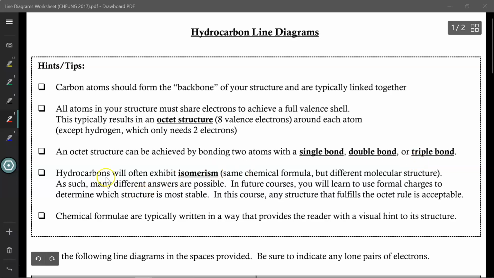Now, as you'll see in a little bit, hydrocarbons will often exhibit something called isomerism, meaning they have the same chemical formula but different molecular structures. As such, many different answers are possible. In future courses, you will learn how to use formal charges to determine which structure is most stable and most likely to exist, but in this course, as long as your structure fulfills these requirements, I will give you full marks for it, even if it doesn't exist. Lastly, many of these chemical formulae are typically written in a way that provides the reader with a visual hint to what its structure is.